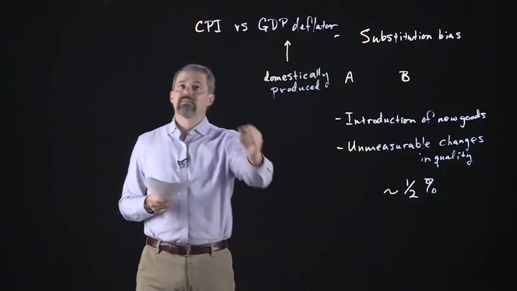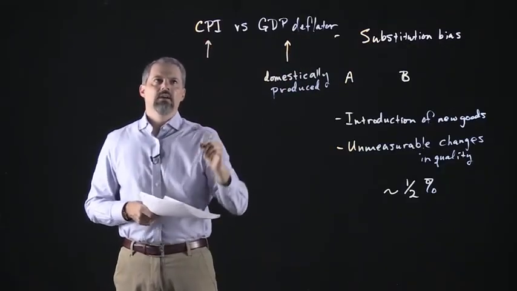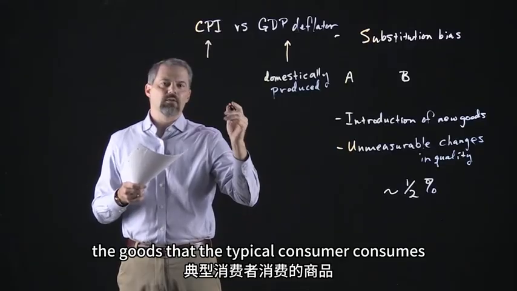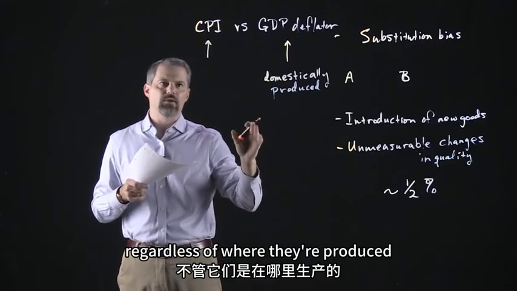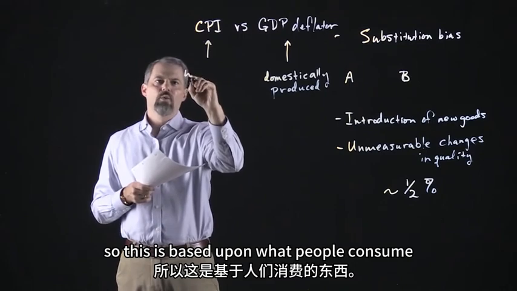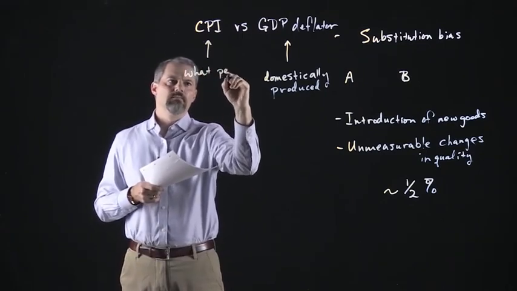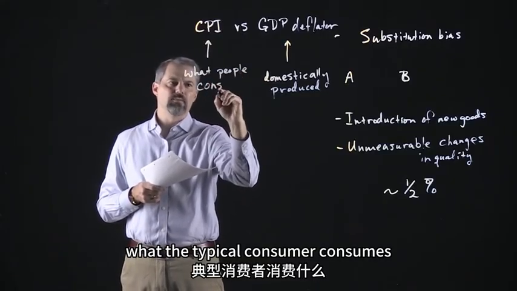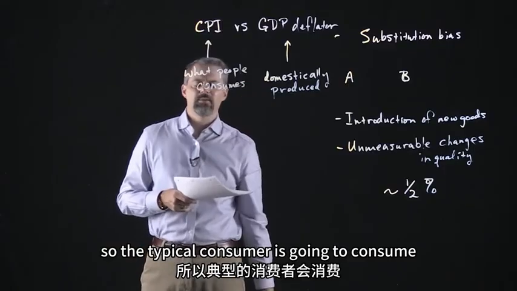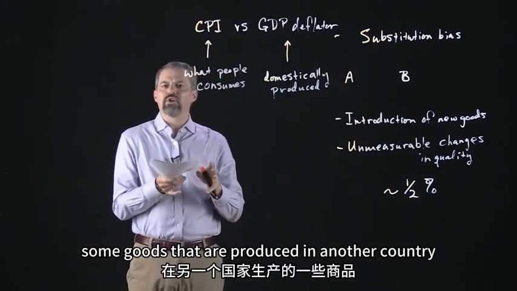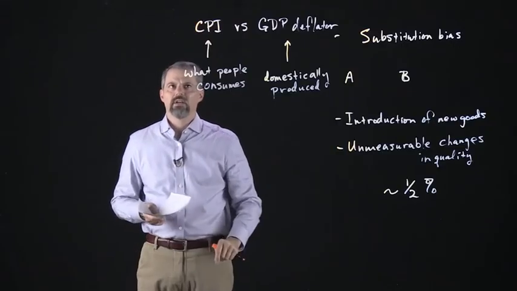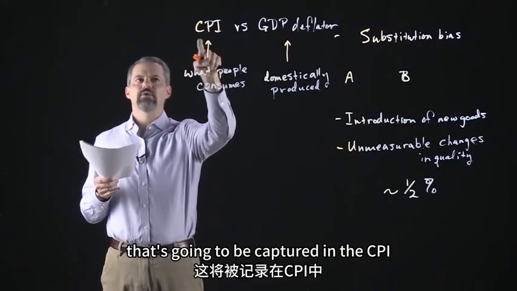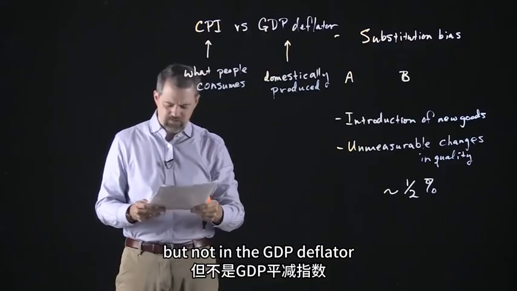The CPI we've just seen is based upon the goods that the typical consumer consumes, regardless of where they're produced. So this is based upon what the typical consumer consumes. The typical consumer is going to consume some goods that are produced in another country. So if the prices of those goods change, that's going to be captured in the CPI, but not in the GDP deflator.